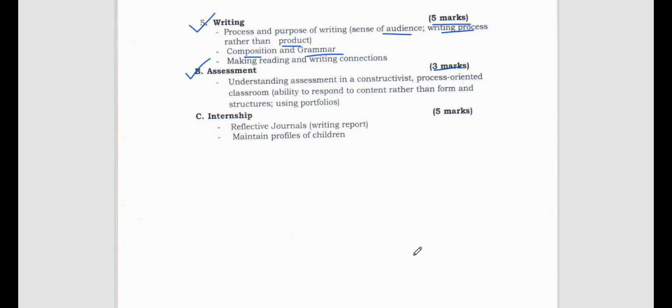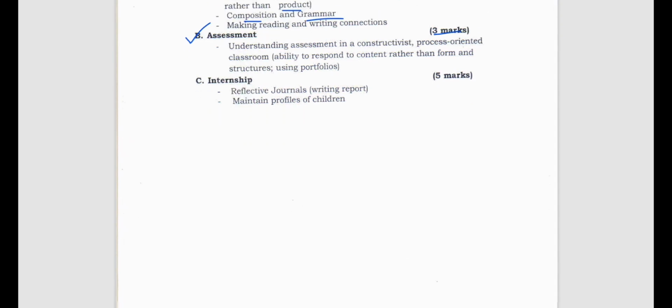Then the last part, I think this is the end. So the last part is internship. What is that? Internship will be coming for 5 marks. So reflective journals or report writing. So what is reflective journals and how do we do our report writing? Then maintain profile of children. So what is that? Something through which we maintain the profile of the children. Those things we have to keep in mind. All right, like how are we going to maintain the profile of the children?